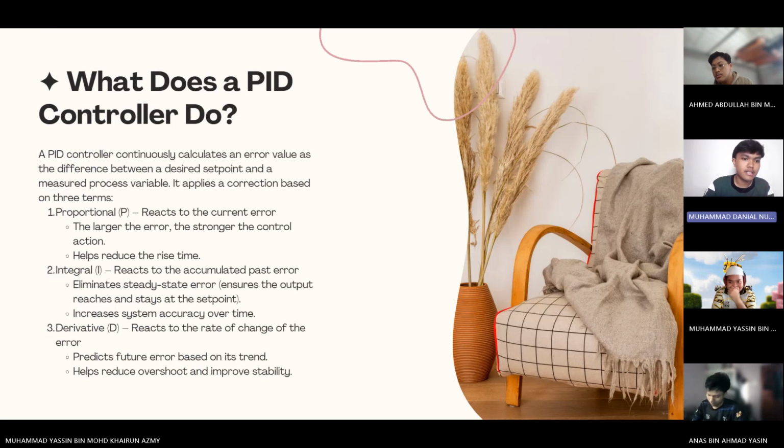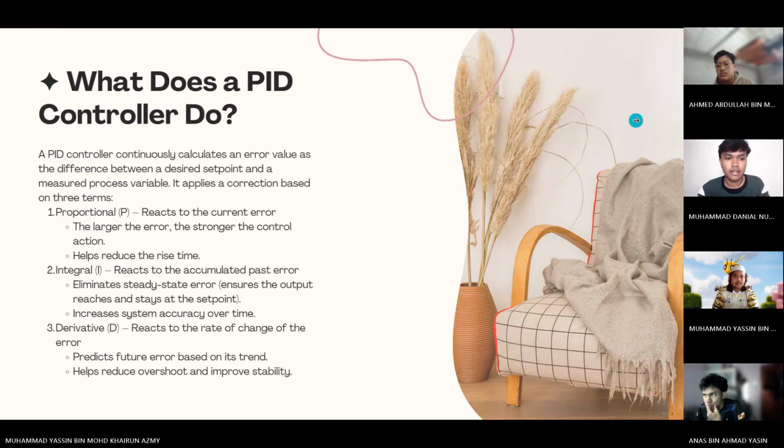The second one is integral. It reacts to the accumulated past error, eliminates steady state error, ensures the output reaches the steady state at the set point, and increases system accuracy over time. And the last one is derivative, D. It reacts to the rate of change of the error, predicts future error based on its trend, helps reduce overshoot, and improves stability. The next one.